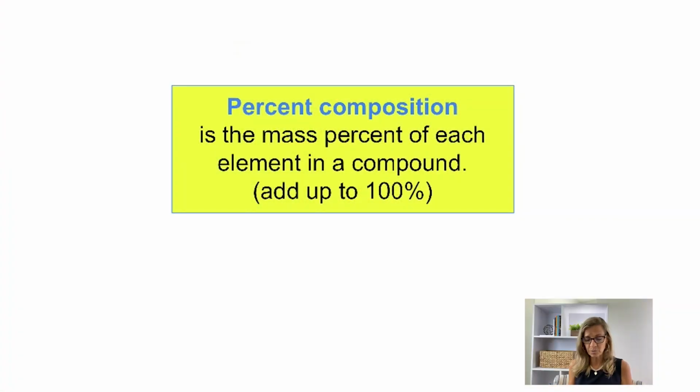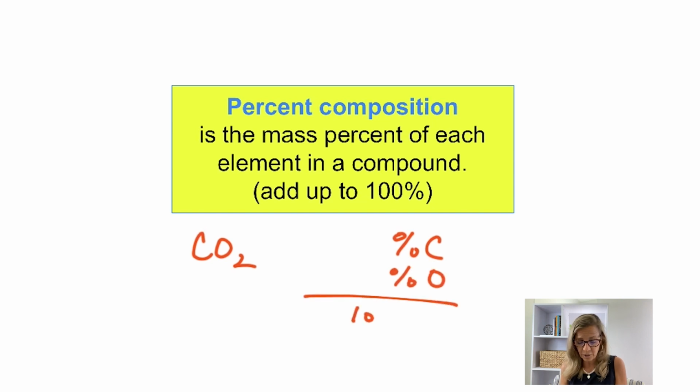I'm going to show you how to find percent composition for a compound. So here's the definition. It's just what it sounds like. It's the mass percent of each element in a compound. And those percentages, of course, will add up to 100%. For example, if we had carbon dioxide, here's CO2, we would use the formula and we'd get the percent carbon and the percent oxygen, and that would add up to 100%.